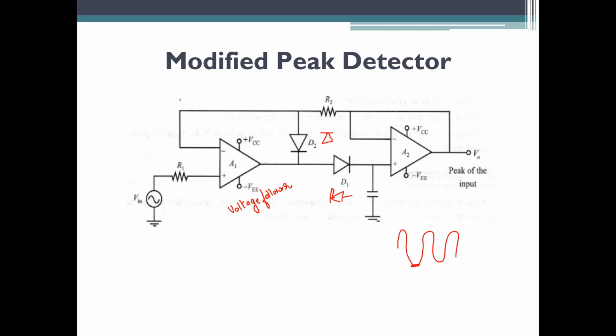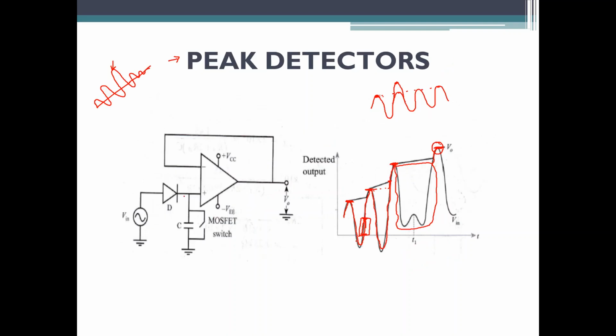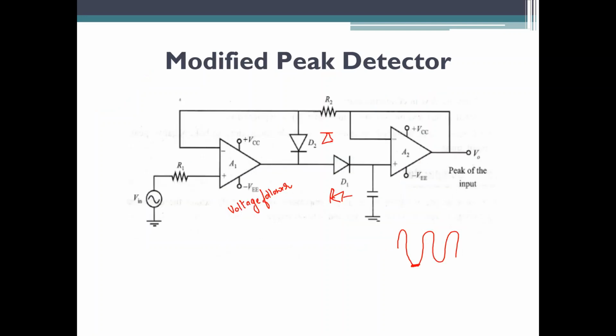In fact, the circuit you have here can be modified as per your requirement. The switch is missing here, so you can connect the switch as per your requirement and find the peak of the voltages you are applying at the input side. This is regarding the peak detector, one of the applications of your op-amp.